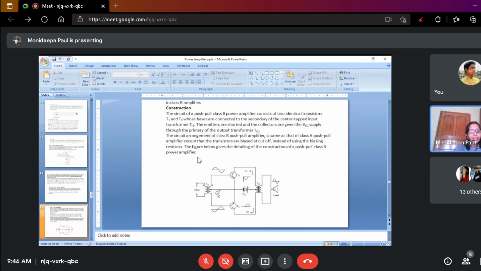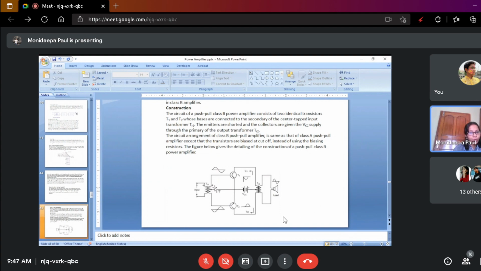And the input transformer, the TR1 transformer secondary, is center tapped. So during the positive half cycle of the input AC signal, current is flowing through this transformer, through this transistor. This is the forward bias condition, base emitter configuration. Input current is flowing through the base emitter circuit.